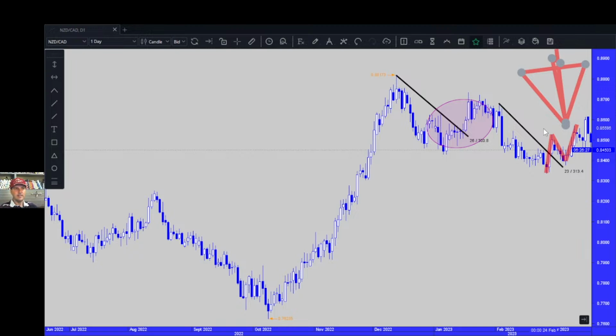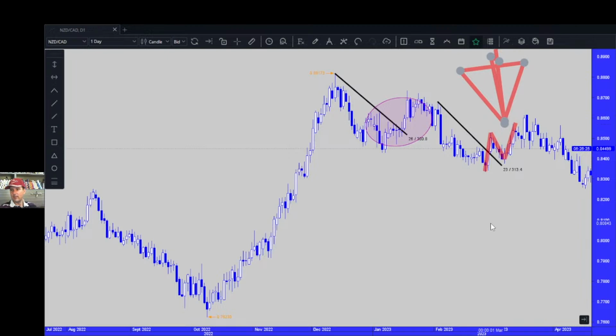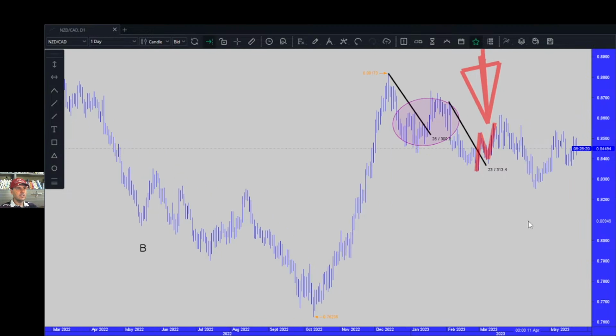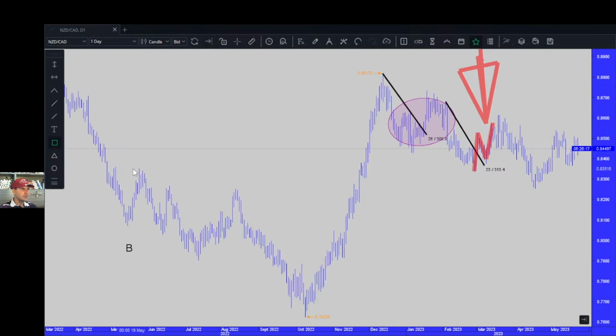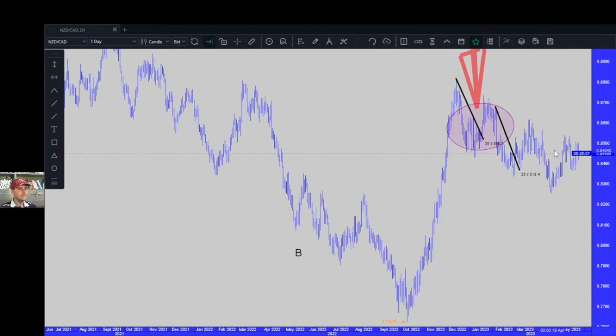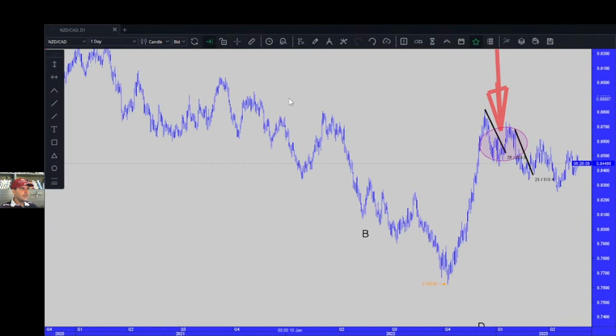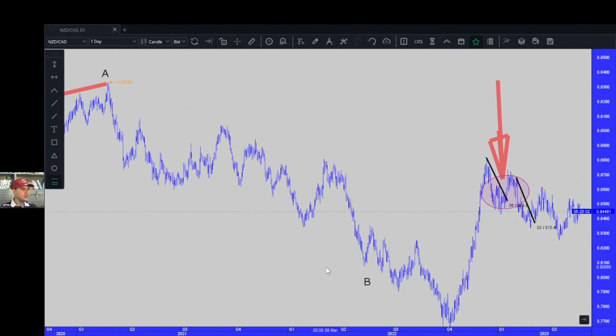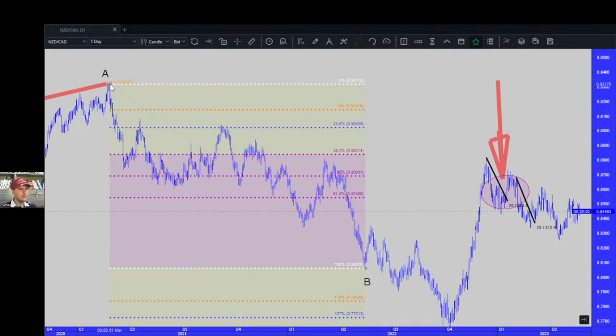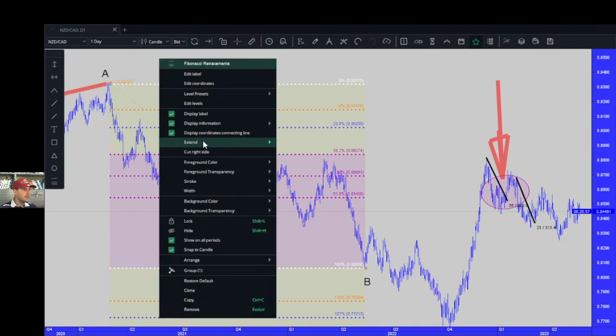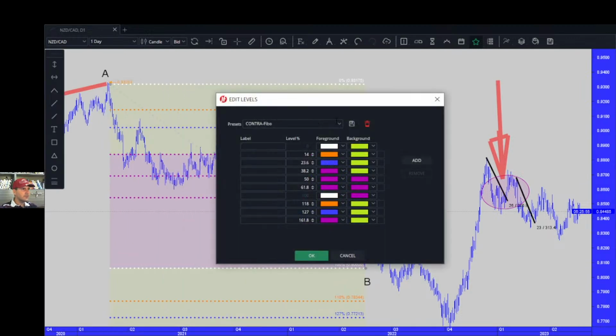Went long again. And what happened then? They lost again. And now that the market is past support, everybody, now I'm going to put the Fibonacci back on, and I can't. So I believe this was the B, right? Maybe. Edit levels, original Fibonacci. All right.